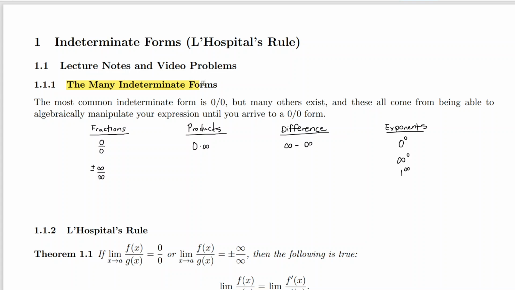So I want to start this section off by looking at all the indeterminate forms. Then we'll look at L'Hôpital's rule, and then I'll come back to this and talk about why I have the indeterminate forms separated like this.